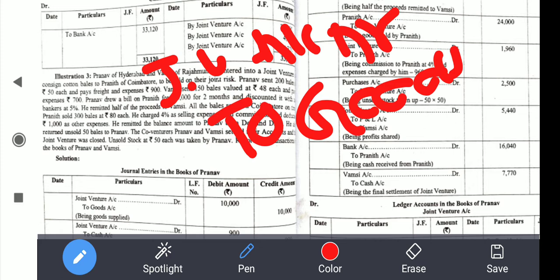Then the next thing is expenses. Pranav sent 200 bales at 50 rupees each. 200 into 50, that is 10,000. Then after that, what happened?